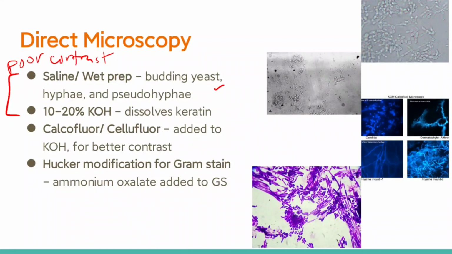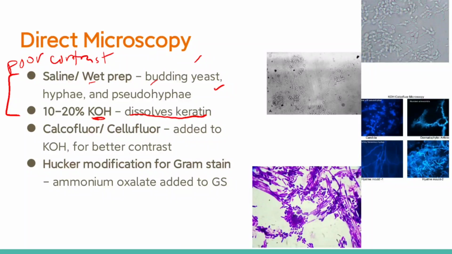Okay? So, first one, we have the saline or yung tinatawag nating wet prep or wet mount. Budding yeast, yung makikita nyo dyan, hypha, and pseudohypha. Okay? Next, we have the 10 to 20% KOH. Ang purpose ng KOH is to dissolve keratin. Okay? Isisira niyo yan para ma-release yung mga intact na fungal elements. So, once again, mga budding yeast, hypha, pseudohypha, pwede nyo rin makita yung mga spores, ganun, conidia.